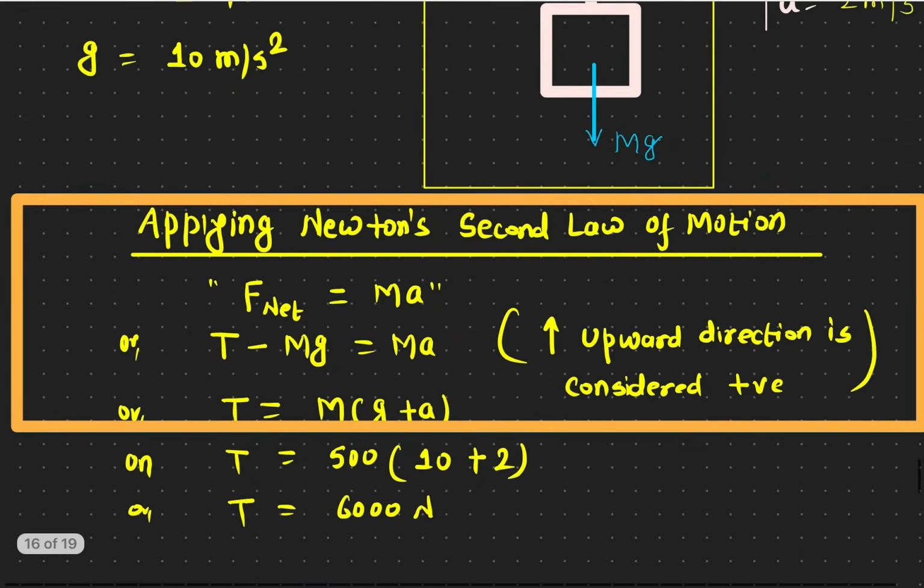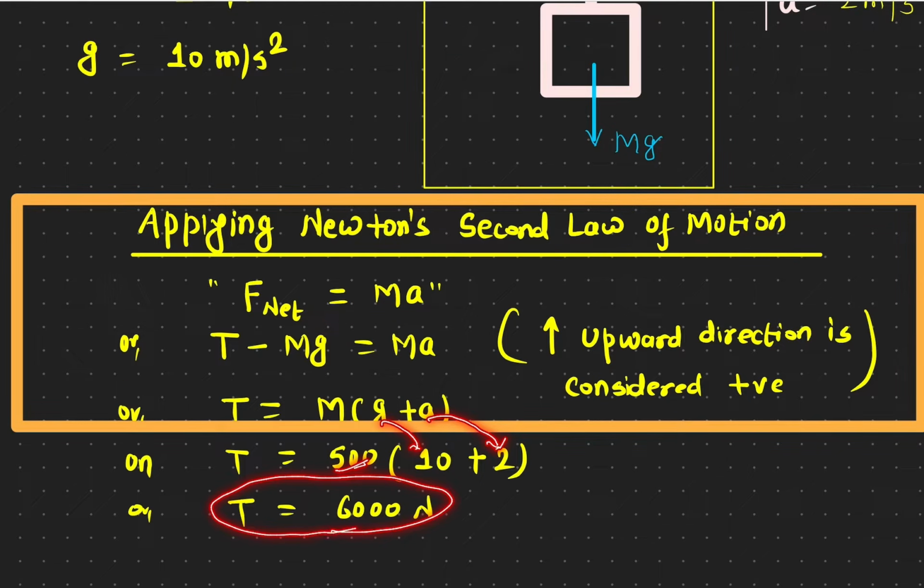So I have to solve for the tension. That will be equal to m times (g plus a). The mass is 500, g value is 10, acceleration is given, that is 2. So if you do the math, you will get the tension to be 6,000. And this Newton is the unit of tension. Tension is a force, so its unit must be the Newton.